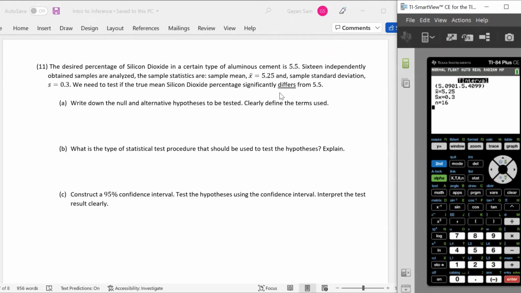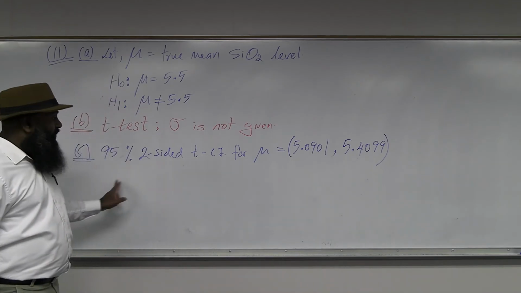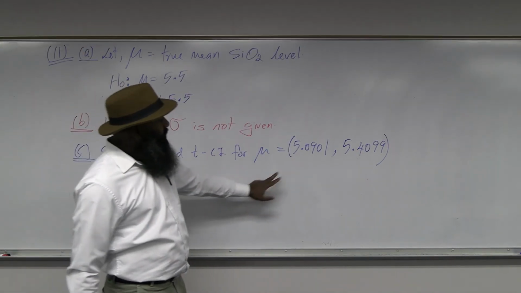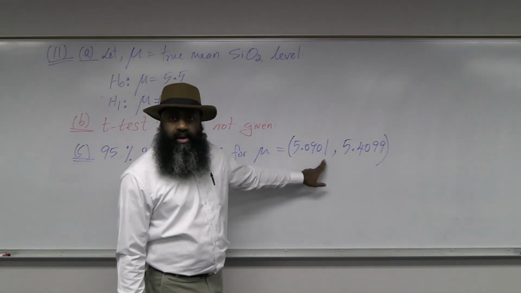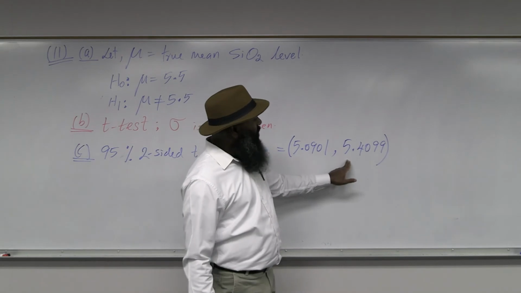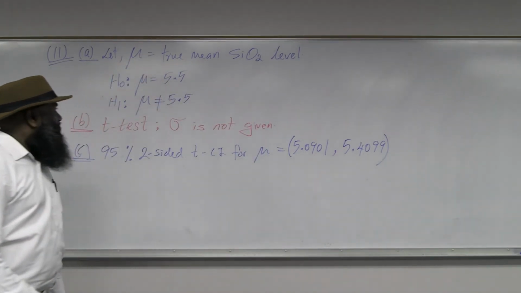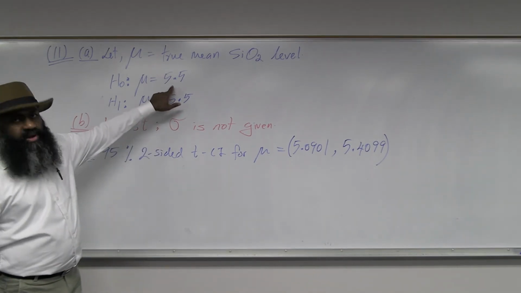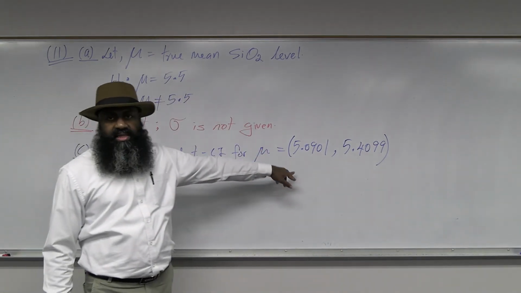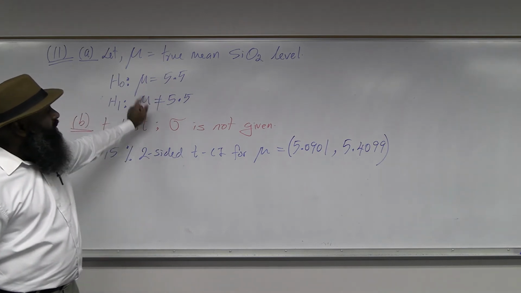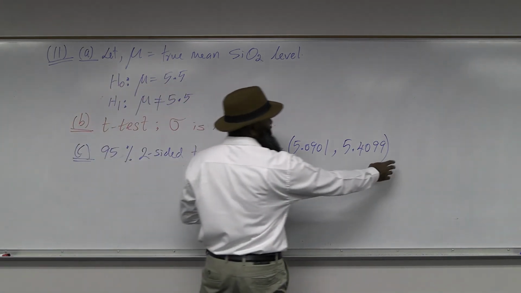The 95% two-sided t confidence interval is from 5.0901 to 5.4099. The 95% two-sided t confidence interval for mu is: 5.0901 is the lower limit, the upper limit is 5.4099. All right. Now I have to see if the mu0 value, which is 5.5, is inside of this confidence interval. Is it inside it? No, 5.5 is outside of this interval.